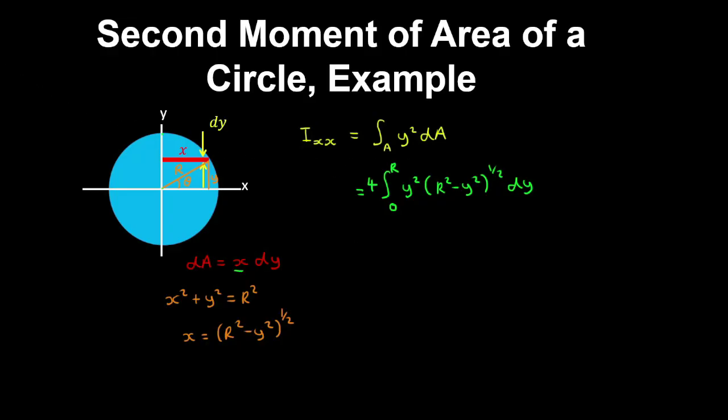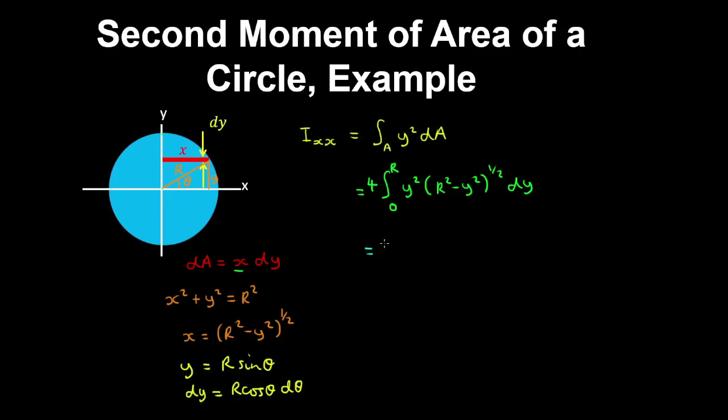And now we can introduce a change of variables. So using polar coordinates, we have y is r sine theta, and therefore dy is equal to r cosine theta d theta.